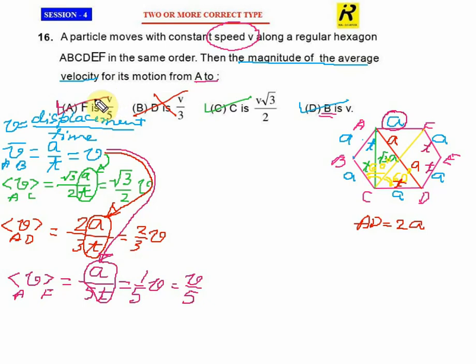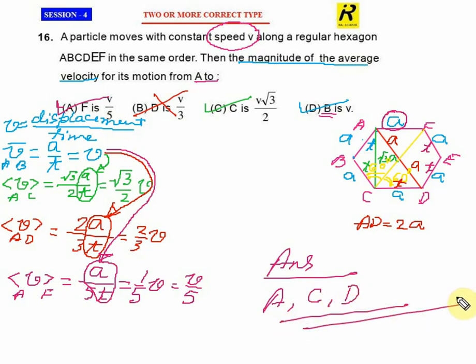So from this analysis, we may get that except option B, all other options A, C, and D are correct. So answers A, C, and D. All these three options are correct.